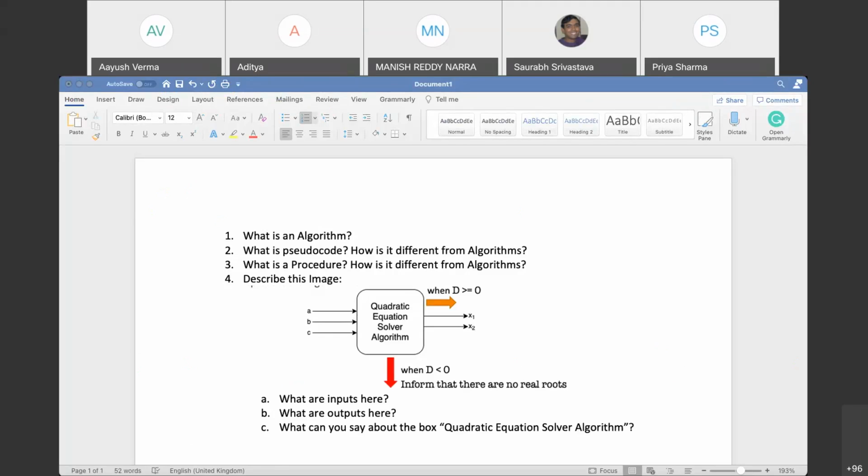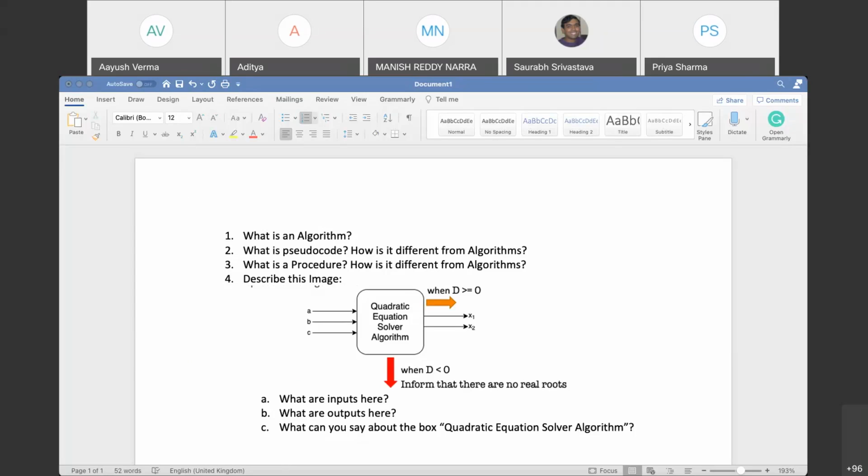So Shepherds, the next question is, what is a procedure and how is it different from algorithms? Yeah, a procedure is a set of instructions given to the pseudocode or a code. Actually, a procedure goes step by step. As we saw in the example of the quadratic equation, we started by finding the discriminant and then checking whether it is greater than 0, equal to 0, or less than 0. It is basically the steps given to the pseudocode or algorithm.